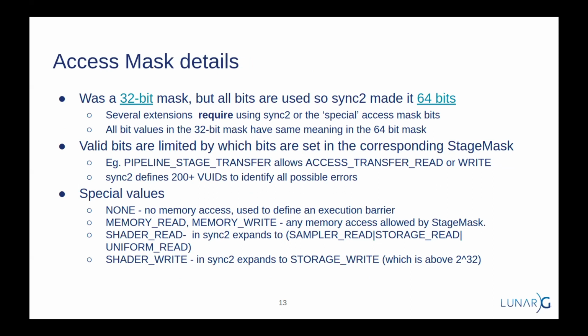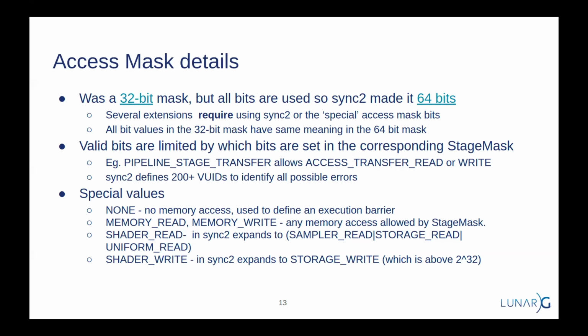So let's go a little bit more into access mask. Again, this went from 32 bits to 64 bits in synchronization 2, and all the bits are compatible. And then the valid bits are limited by the corresponding stage mask. I hadn't touched on this, that you have to explicitly set all the pipeline stages that correspond to all of the access mask bits you're going to use.